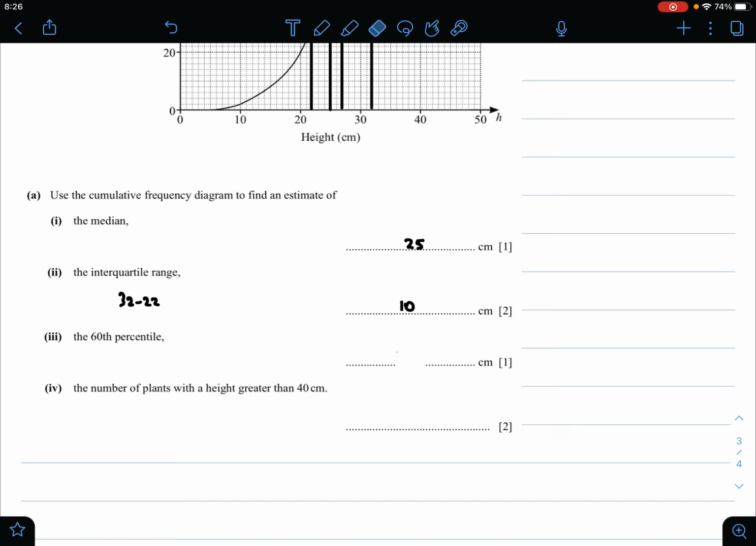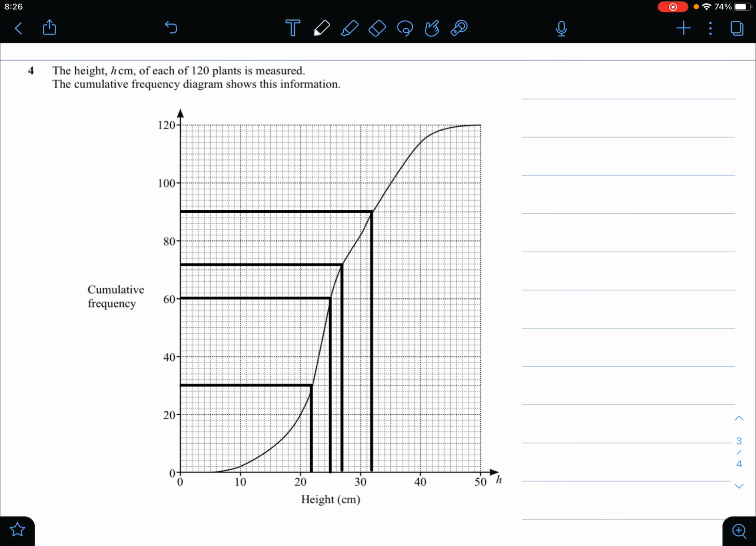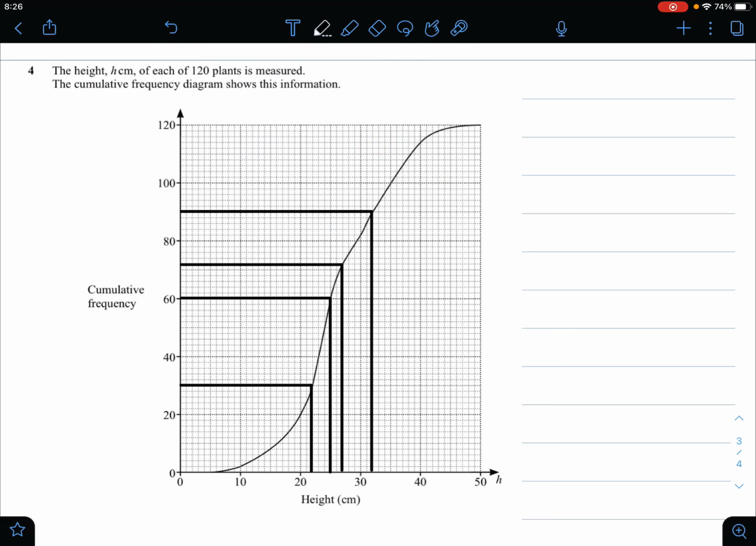Now let's move to part A4 of this question. For part A4, they are asking you to write the number of plants with a height greater than 40 centimeters. So in this case, you work in the opposite way. We used to work from the cumulative frequency and then find the x value or the height. In this case, we will work in the opposite way. So from the height, we will find the y value or the cumulative frequency.